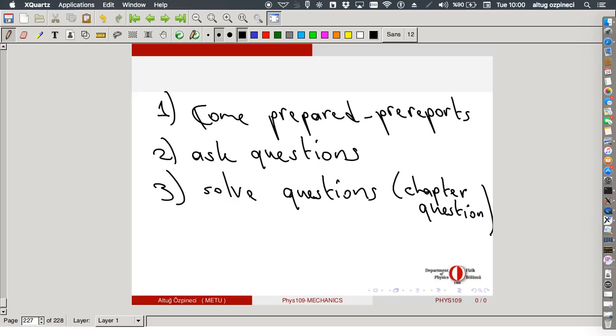And the homework, as I said, is just a limit. It's not enough to solve the homework only. Solve more questions.